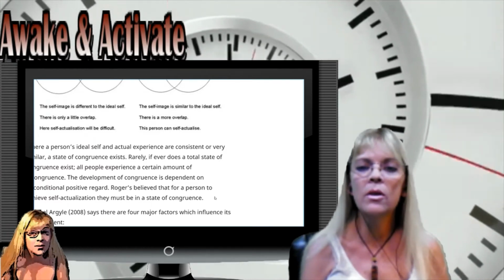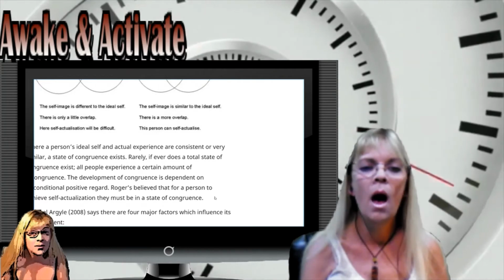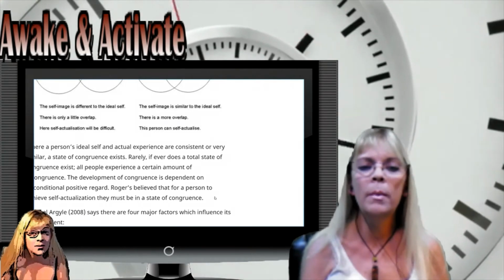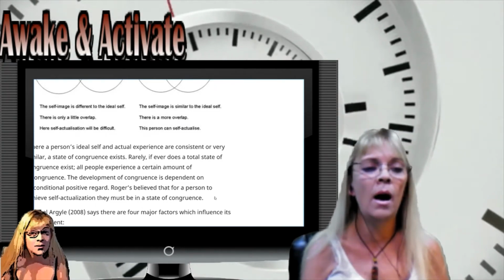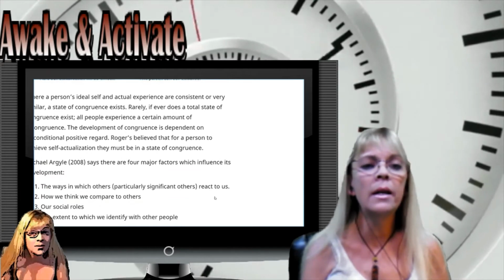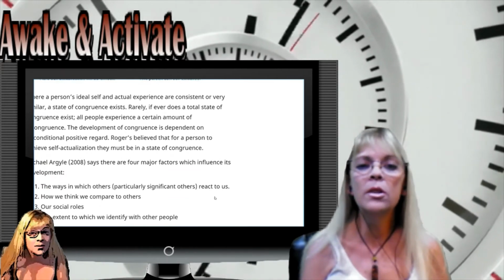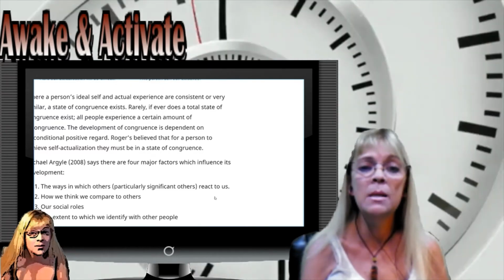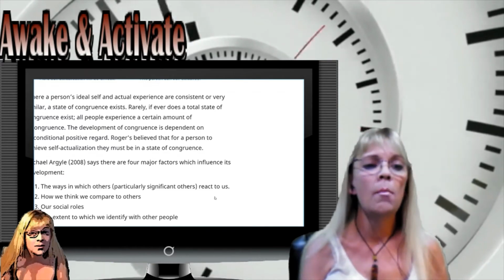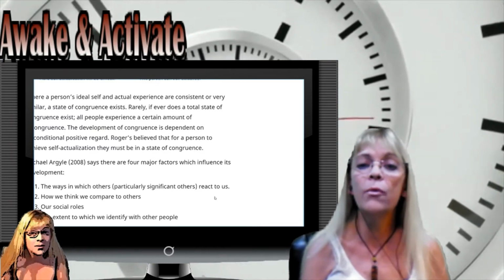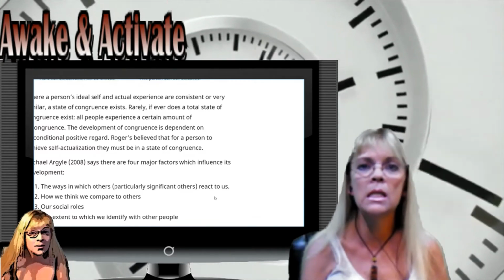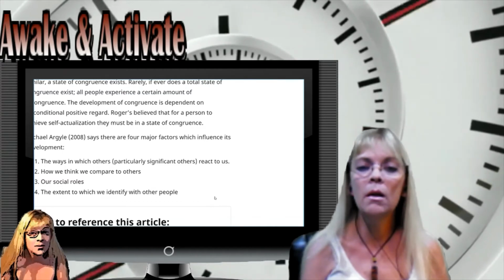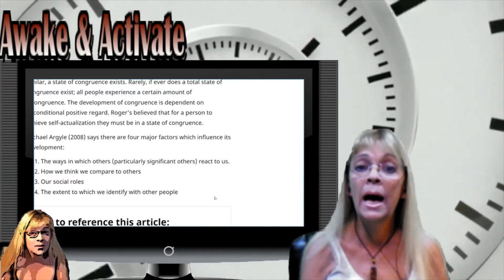Rarely, if ever, does the total state of congruence exist. All people experience a certain amount of incongruence. The development of congruence is dependent on unconditional positive regard. Rogers believed that for a person to achieve self-actualization, they must be in a state of congruence. Michael Argyle in 2008 says there are four major factors which influence its development. Number one, the ways in which others (particularly significant others) react to us.